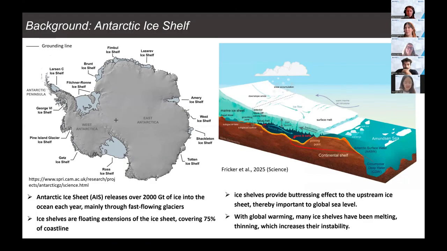And we know that ice shelves are the floating extensions of the Antarctic ice sheet, covering about three-quarters of the Antarctic coastline. They provide a buttressing effect to upstream ice, so they are very important for global sea level rise. But in recent years, with global warming, many ice shelves have been melting, thinning, and rapidly disintegrating, which can increase upstream mass loss and cause instability.